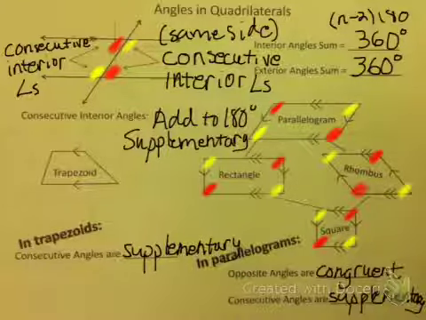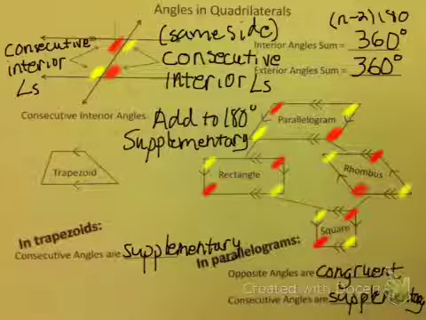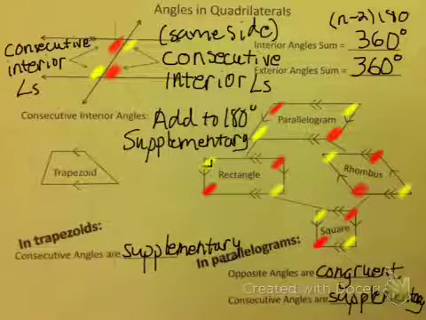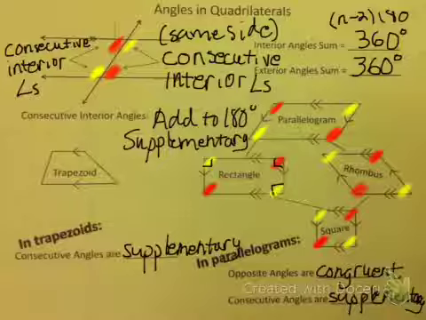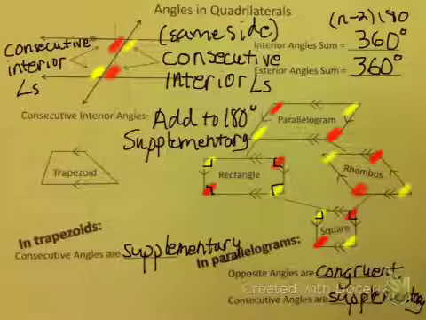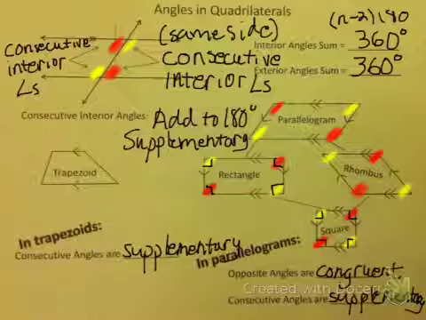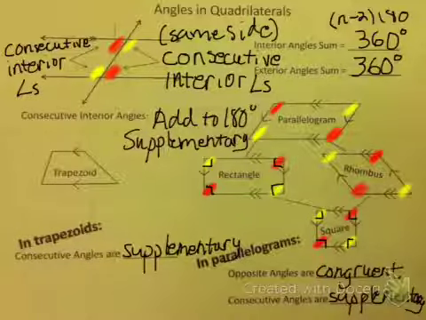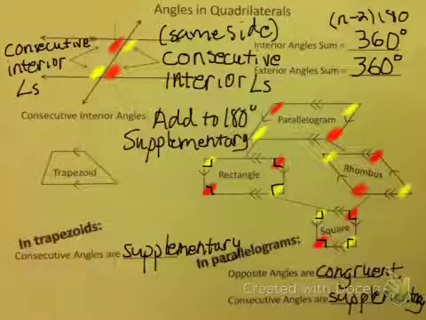Alright. Now, one other thing we need to know. In a rectangle and a square, we already know what those angles in the corners are. Those are all going to be right angles. So let's put our right angles in there on top of our colors. Alright. You are done with angles and quadrilaterals. Nice job.